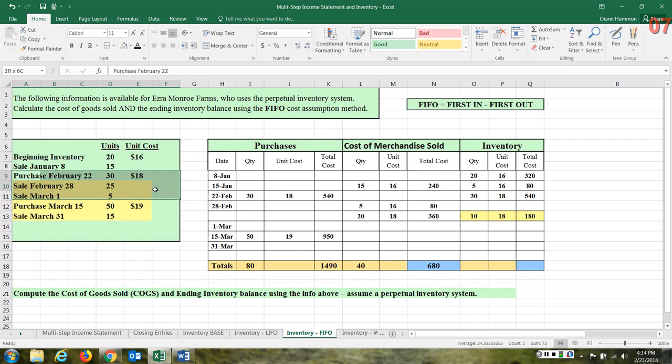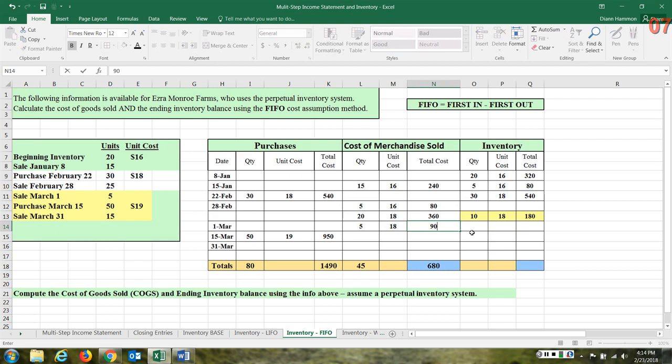March 21st, another sale of five units. So skipping over purchases, let's go to the five units. The question is, what kind of cost to apply? Well, now I'm down to just one layer of cost, and they are at $18 each, so I can actually just take that straight across as well.